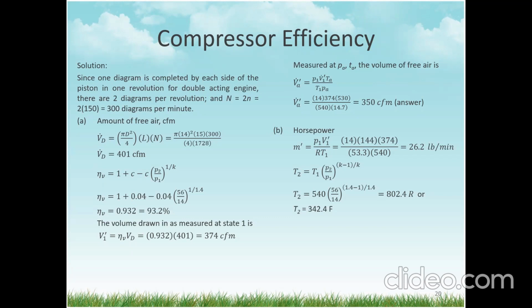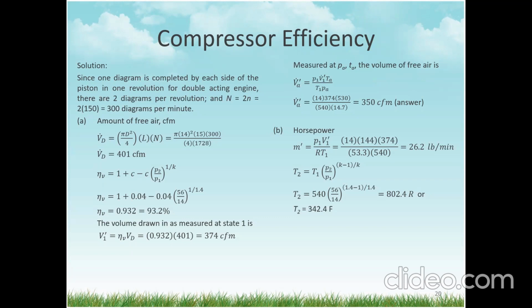So, i-convert mo siya sa PA, VA. So, VA prime. So, measured at PA, TA, the volume of free air is V sub A prime is equal to P sub 1, V sub 1 prime, T sub A over T sub 1, P sub A. Therefore, 14 times 374 times 530 over 540 over 14.7. So, wala tayong magko-convert dyan, ha? So, hindi naman kailangan. So, it is equal to 350 CFM. So, this is now the answer.